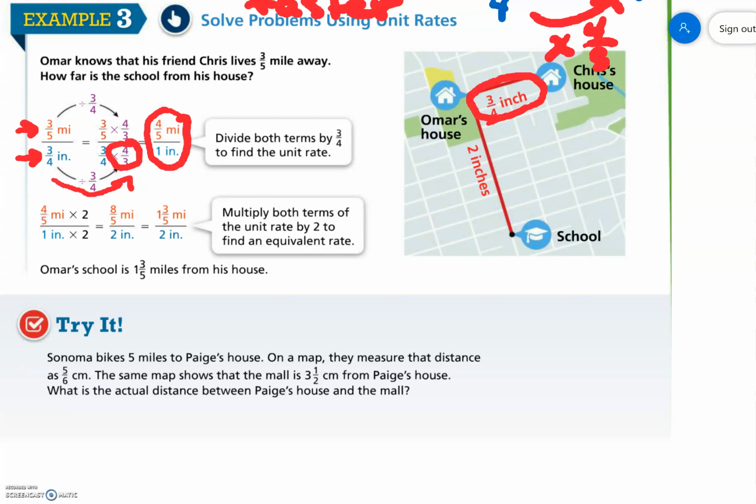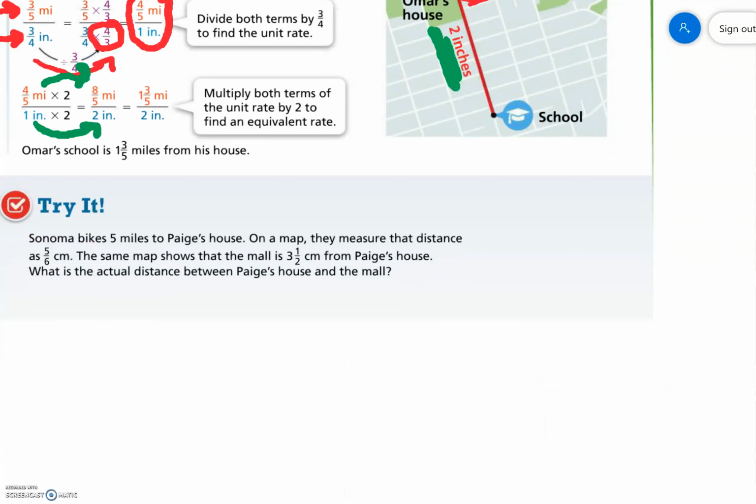Do we finish the question? No, we want to know how far the school is from his house. So if we know 4/5 of a mile is 1 inch, I want to know how many miles is in 2 inches. So to go from 1 to 2, you multiply by 2. Whatever you do to the bottom, you do to the top. 8/5, make it a proper fraction, is 1 3/5. So Omar's school is 1 3/5 miles from his house.